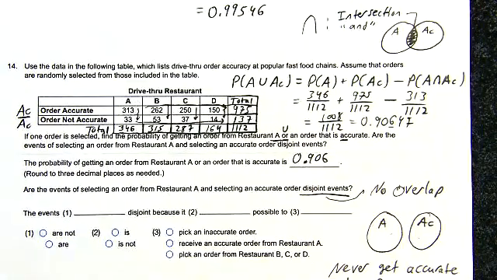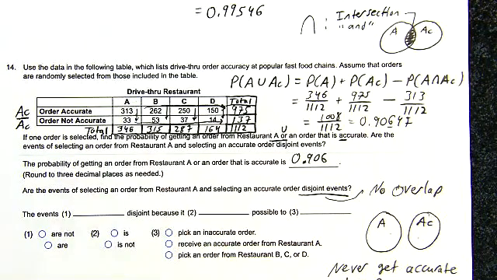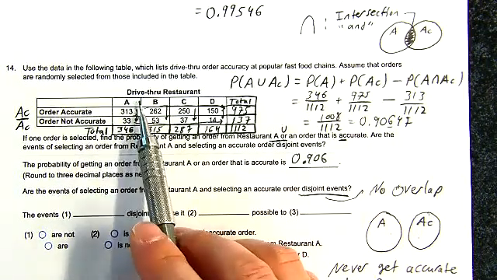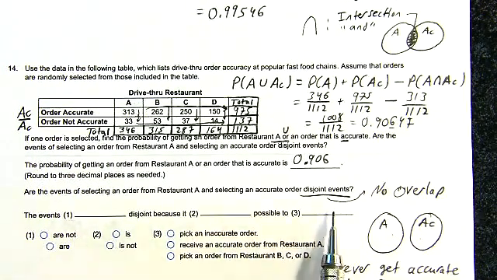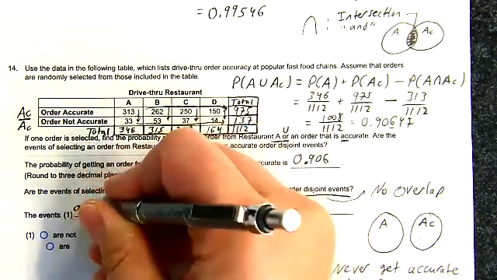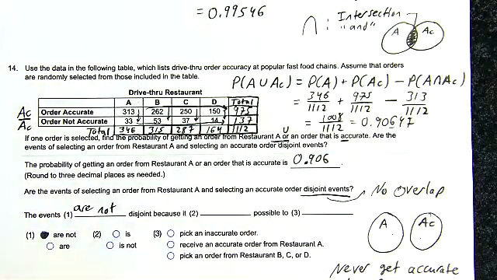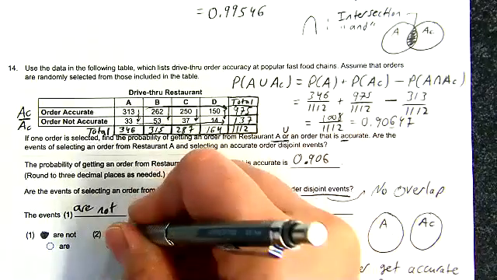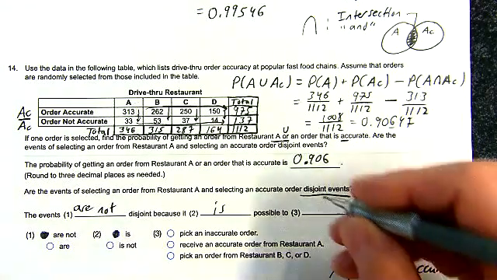But we can prove that wrong, right? How? There were 313 accurate orders from A. So if this said 0, then maybe this would be true. But even then, it's probably not. So this would be, are they disjoint events? We would say the events are not disjoint because it is possible to get an accurate order from restaurant A.